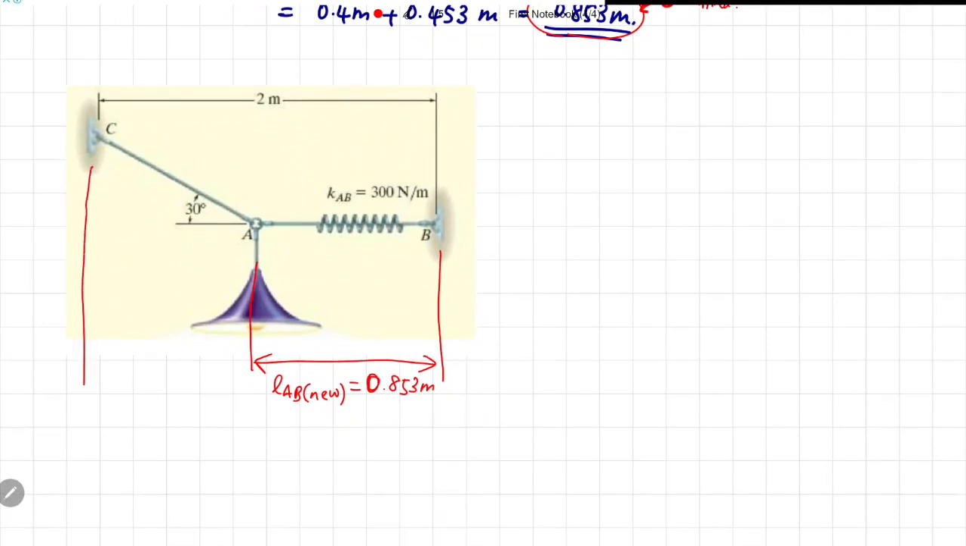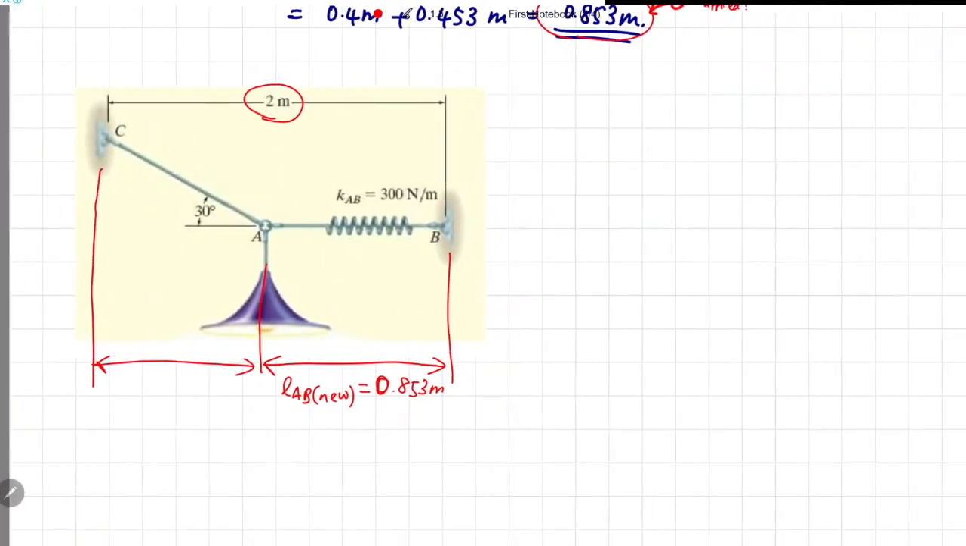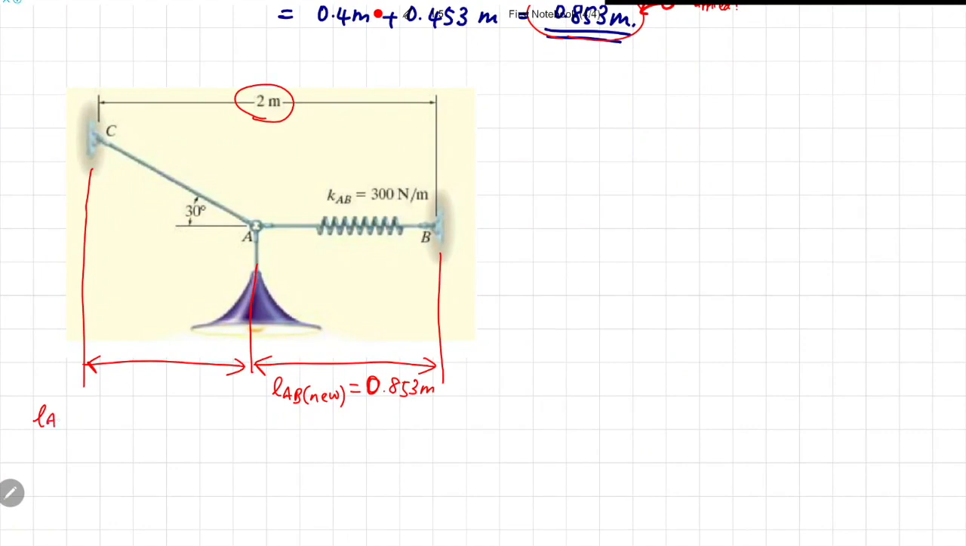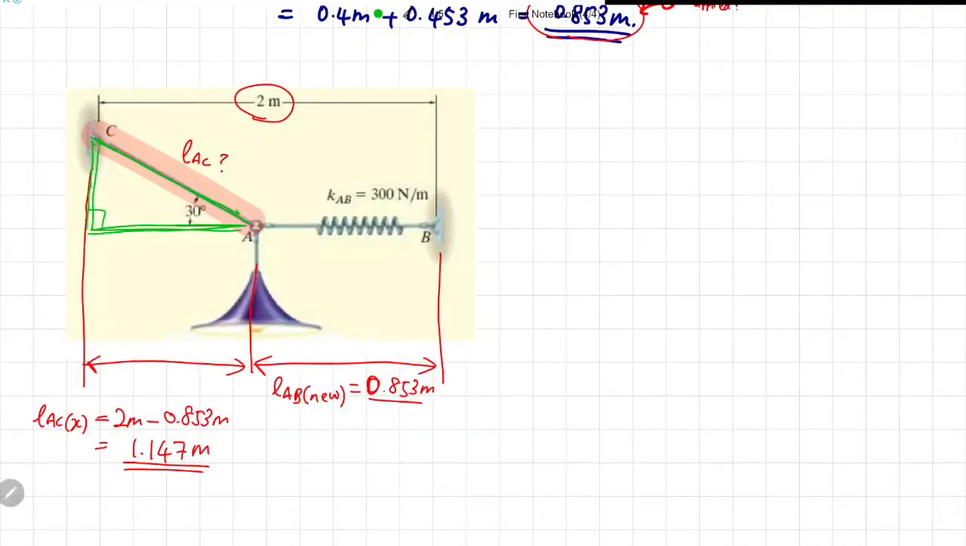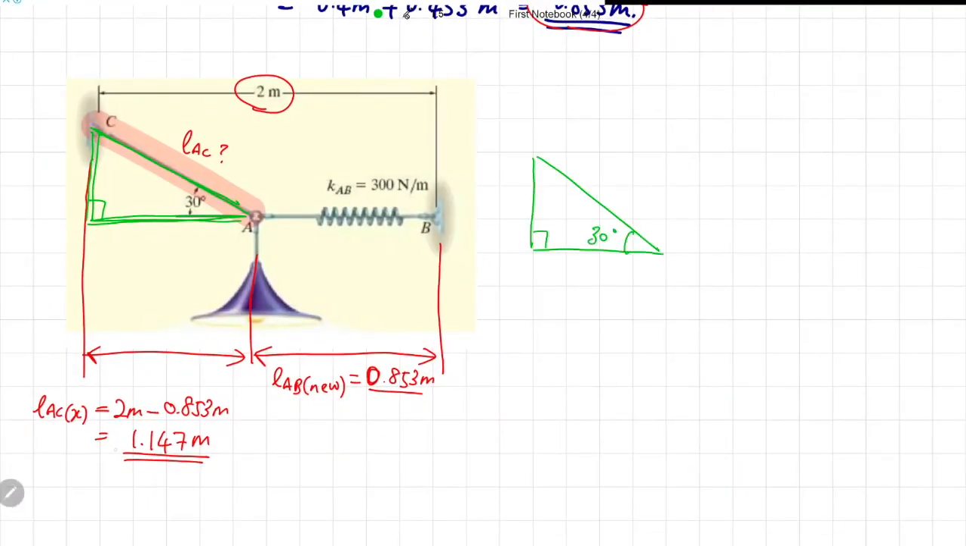And then we know the horizontal length from point C to point B is 2 meter. So, can we calculate the horizontal length from point C to point A? Yes, you simply subtract the new length of the spring, which is 0.853 meter, from 2 meter. So the length of AC in X direction would be 1.147 meter. But the question asks for the length of the chord AC. So basically we try to extract this triangle over here. I think you should get the idea by now.